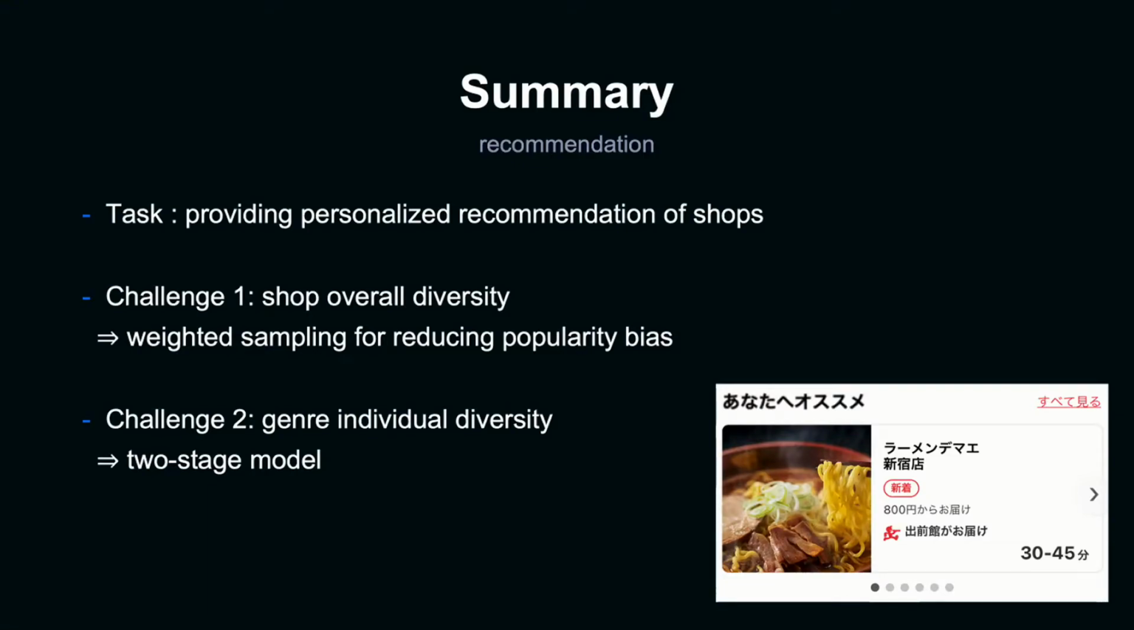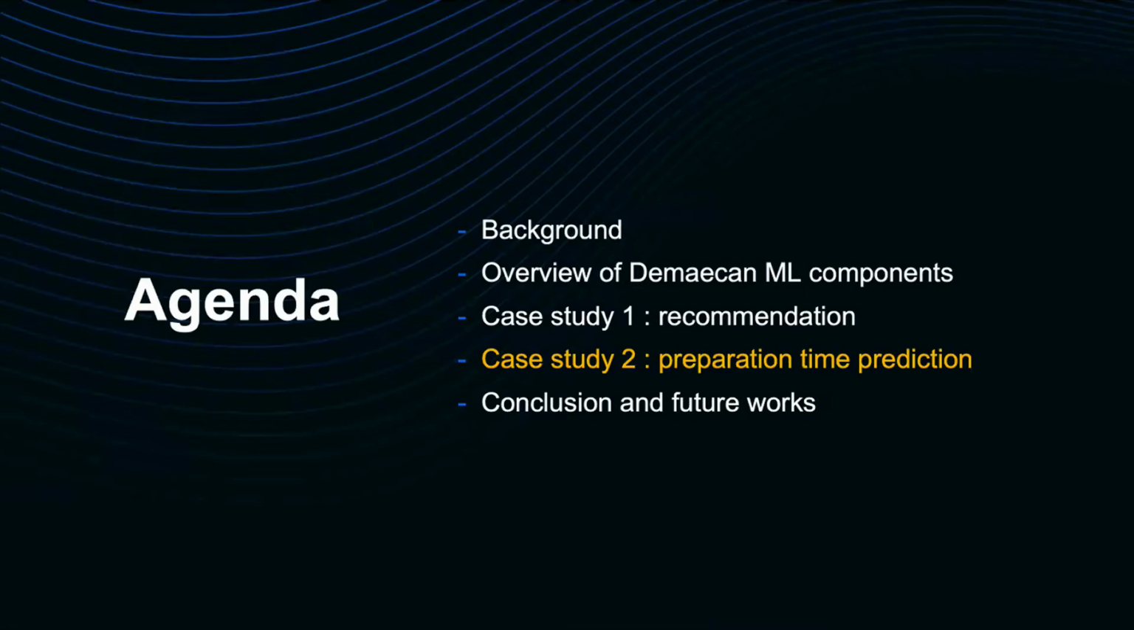This is a summary of the efforts to develop a recommendation system at Demaecan. In the development of this project, we had to deal with the issue of two types of diversity, and for the overall diversity of restaurants and stores, we tried to use a two-stage model with sampling based on the popularity of restaurants. For the diversity of genres, we used a two-stage model. Now let's move on to the next section.